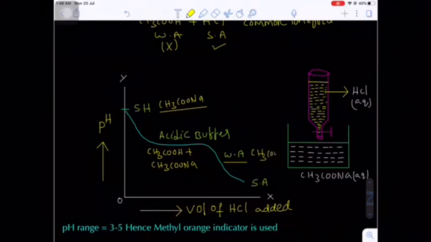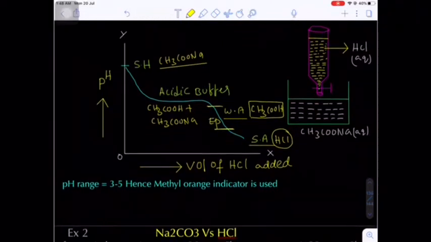Now at the equivalent point, both are completely limiting reagents, so you will have acetic acid and NaCl in the beaker. Finally, after the equivalent point we have the strong electrolyte, hydrochloric acid. So this will be the equivalent point. Are you getting my point? Now here the pH range of the solution is 3 to 5. In this range of 3 to 5, one of the important suitable indicators is methyl orange, which is the most appropriate indicator. Are you getting my point?